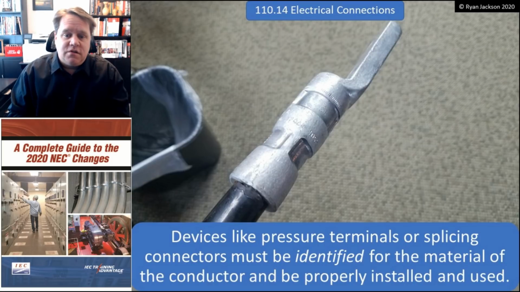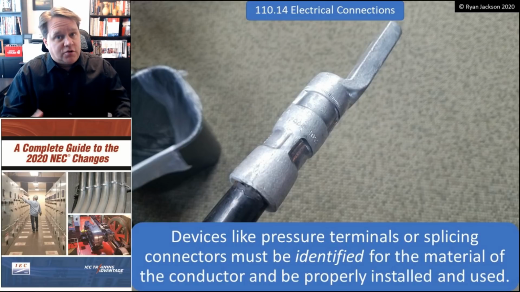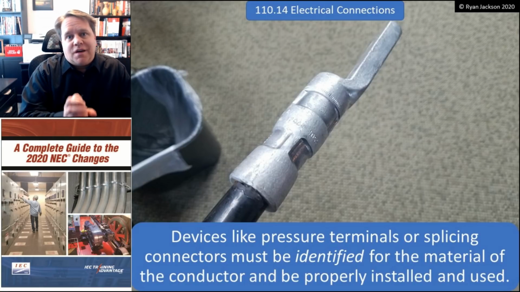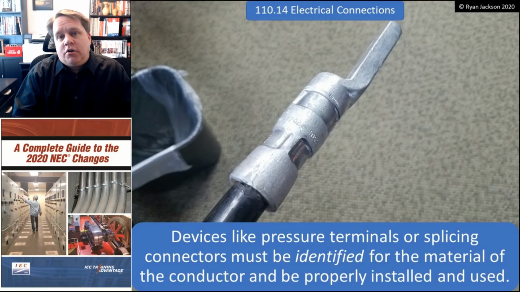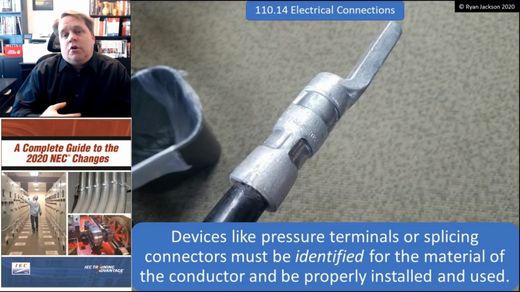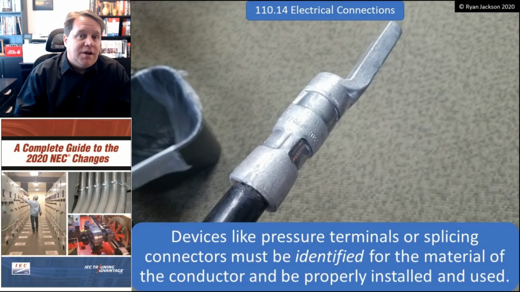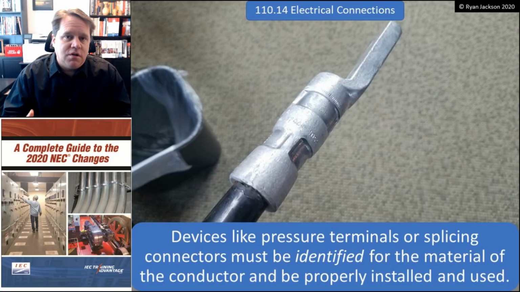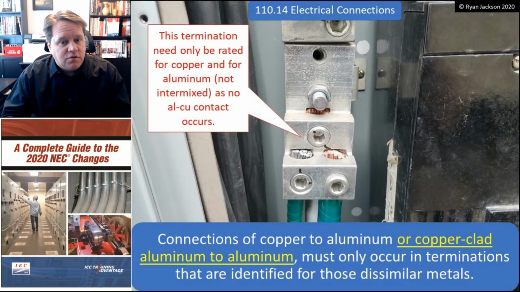So in this instance, it's saying, look, your connector, your terminal, your termination equipment has to be designed for, has to be suitable for the material of the conductor. So if you're terminating copper, we need to use terminations that are suitable for copper. If we're terminating aluminum, then we need to use terminations that are suitable for aluminum. And we couldn't possibly understate just how important that requirement is. We need to make sure we're using the right fittings, and they have to be properly installed and used.